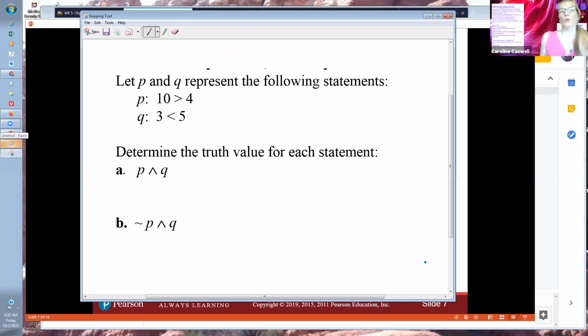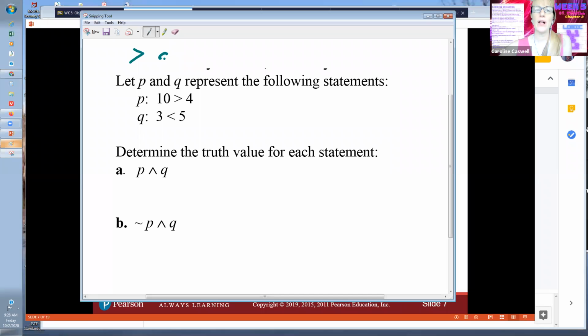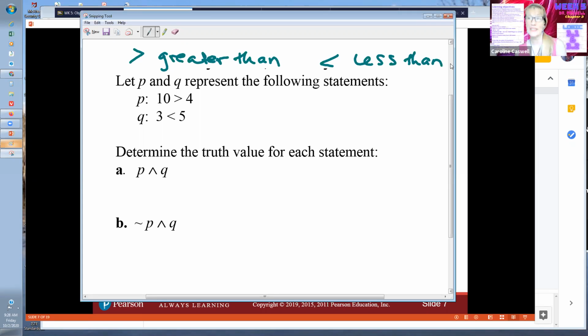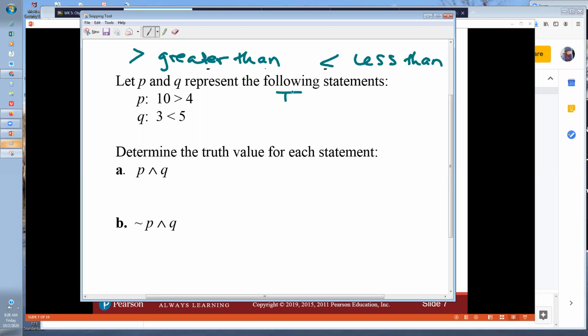So here we go. We have two statements. One's P, 10 is greater than 4, and the other is Q, 3 is less than 5. So what you first have to do is remember your inequalities. Remember that this inequality is greater than, and this inequality is less than, just as a quick reminder so that you can read it correctly, because that's kind of the key. The first one says 10 is greater than 4. Is that a true statement or a false statement? True. And how about Q? 3 is less than 5. True. So we have two true statements.